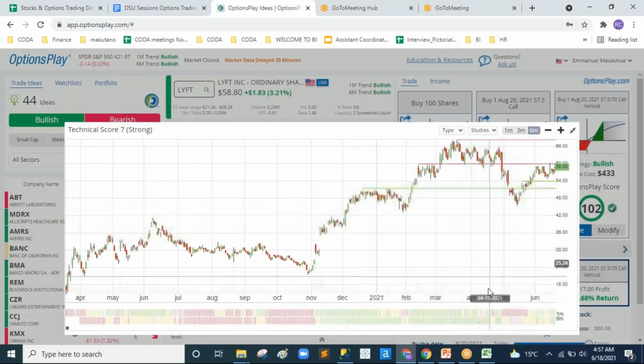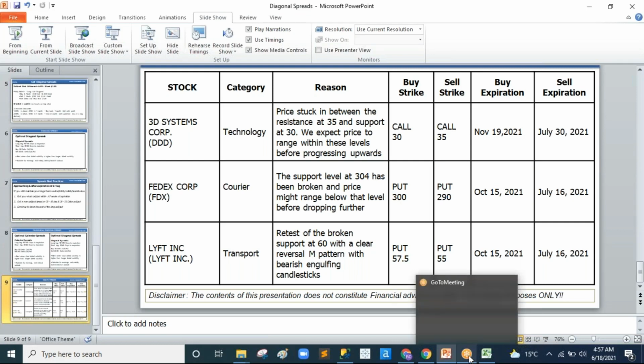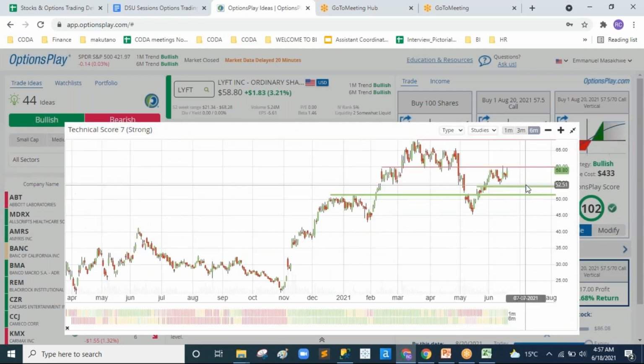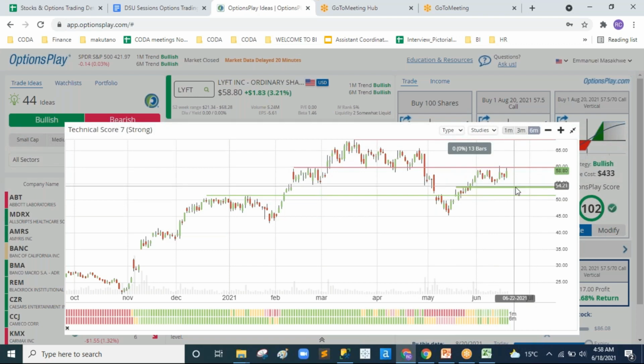Okay, so let's look at the rationale that we used. Retest of the broken support at 60 with a clear reversal M pattern with bearish engulfing candlesticks. It's actually retesting this level, the 60 level. Because it broke it, it came back to retest it, and most probably it might revert back to the downside.